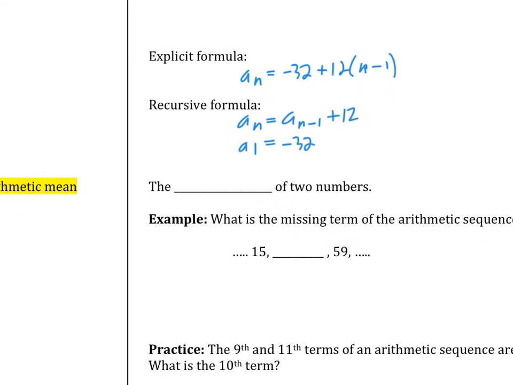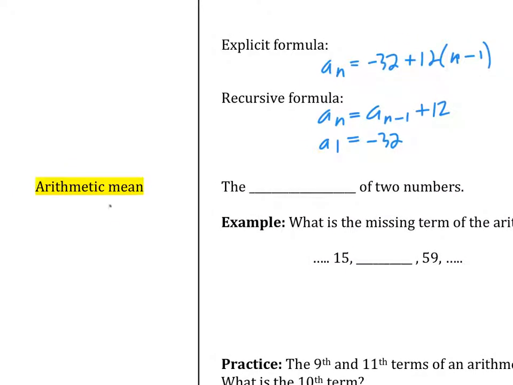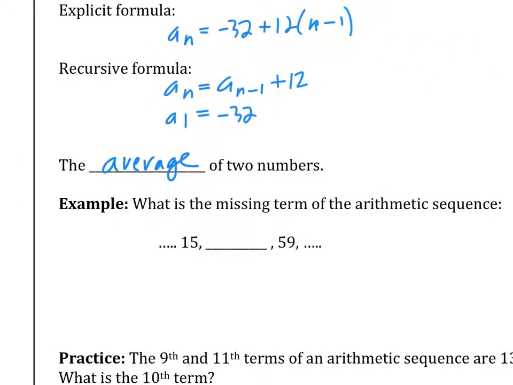All right. Now let's look at something else. Arithmetic mean. What does the word mean mean? Average. Yes. So we are going to find the average of two numbers. Now this only works in arithmetic sequence. So for example, this one.